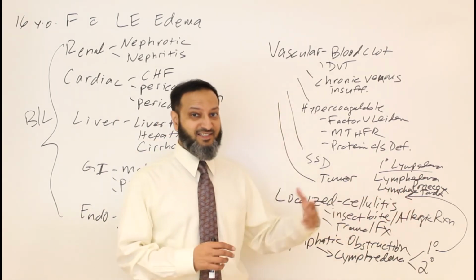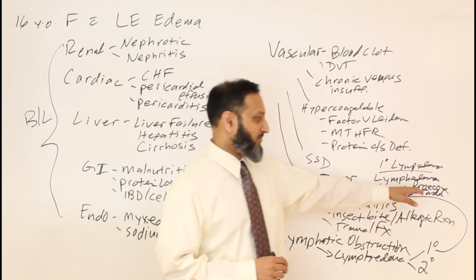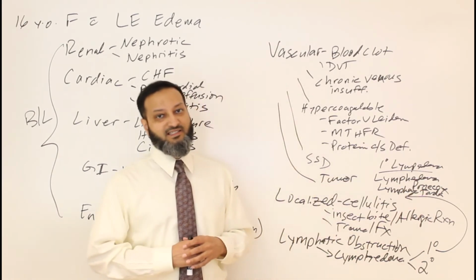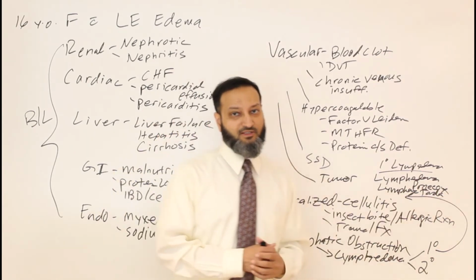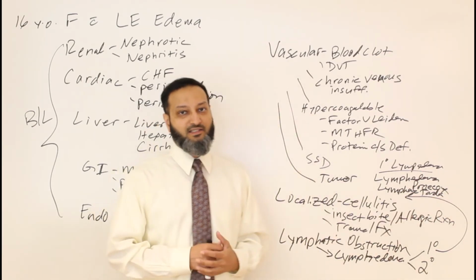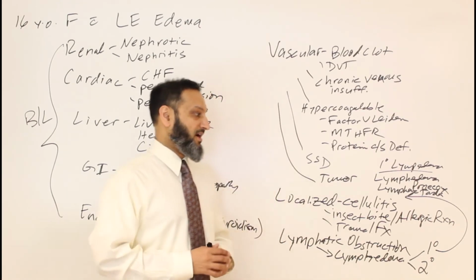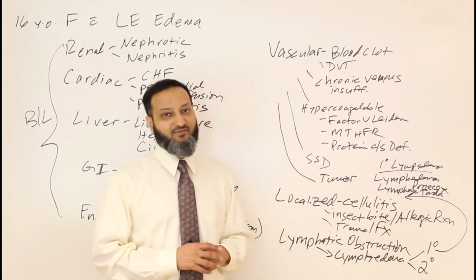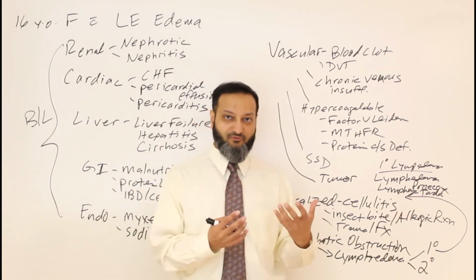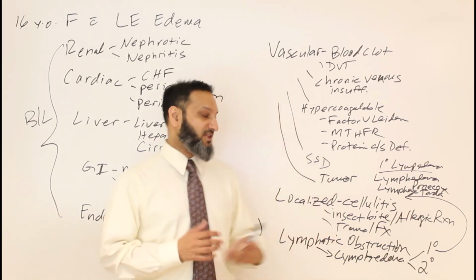If it presents less than 35 years of age, then it's called lymphedema praecox. And if it presents beyond 35 years of age, then it's called lymphedema tarda. And basically what happens is that you have a hypoplastic lymphatic system, and then ultimately as you grow older, the hypoplastic lymphatic system is not able to drain the lymph efficiently, and you start to get lymphedema.